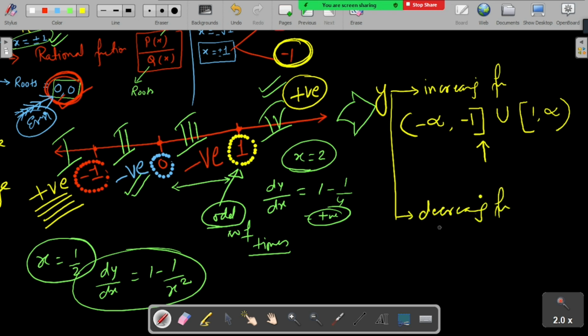And y will be a decreasing function from -1 to 1. As you can see here directly, it is continuously negative, so you can take -1 to 1 directly. No need to write in break mode, that is -1 to 0 and 0 to 1. It's continuously decreasing, so you can write directly -1 to 1. Is it okay?